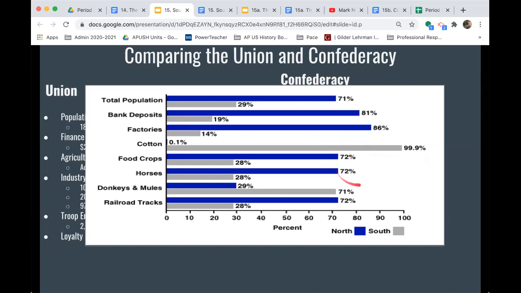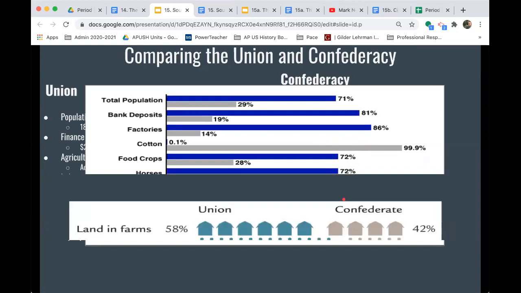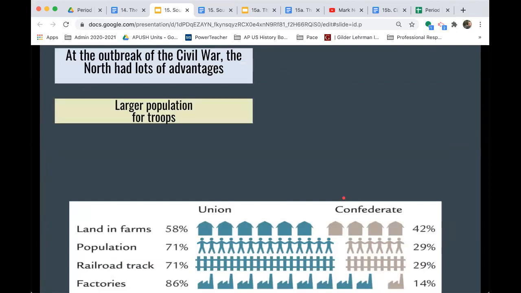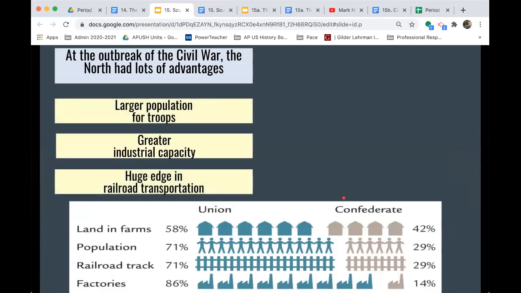Food crops, North. Horses, North. Ooh, the South does in fact have more donkeys and mules, so that's good. They can ride their mule into war, swinging their pillows of cotton. Be good to go. And railroad tracks, huge advantage for the North as well. So those are the main advantages that the North holds. The Union has way bigger population for troops, way greater industrial capacity, and a huge edge in infrastructure, in transportation, in railroads specifically. And we see another visualization of the data right there as well.